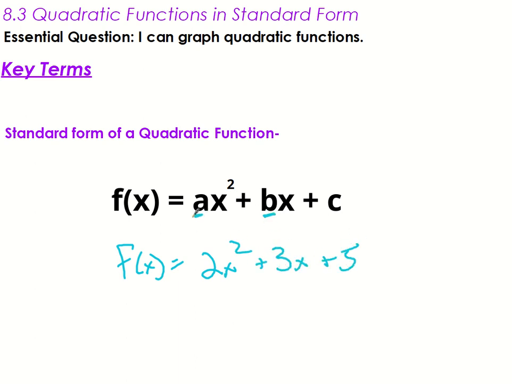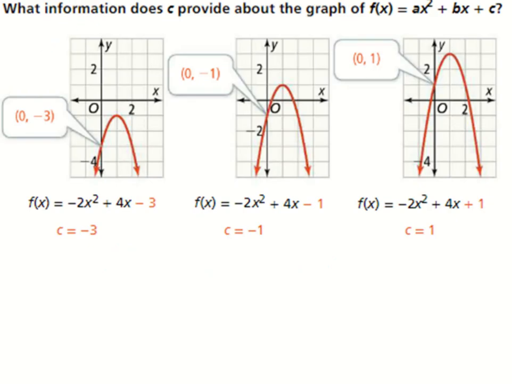So this b and a might be 1, so you might not have a number there, but those are the coefficients of x squared and x. So this would be a quadratic function written in standard form. We're going to graph from this format instead of from vertex form. First we want to figure out, what information does this C provide right here?